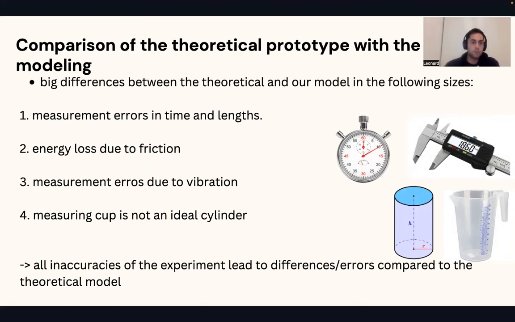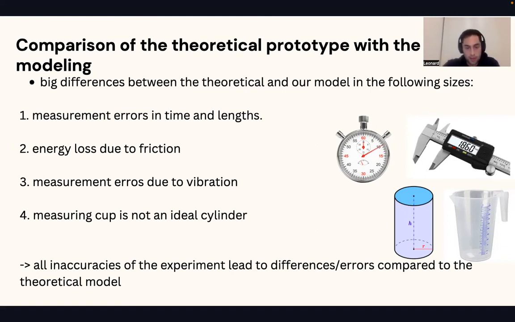So first of all, you have measuring errors in times and length. For example, if you take a watch, then it's not very exact. And the second, the energy loss due to friction. In our experiment, there is quite a loss due to friction, and that's not the ideal experiment. Third point is the measurement errors due to vibration. As a team, we stood near the experiment, and we had a lot of vibration, which changed the system a little bit. And the fourth point is the measuring cup is not an ideal cylinder.